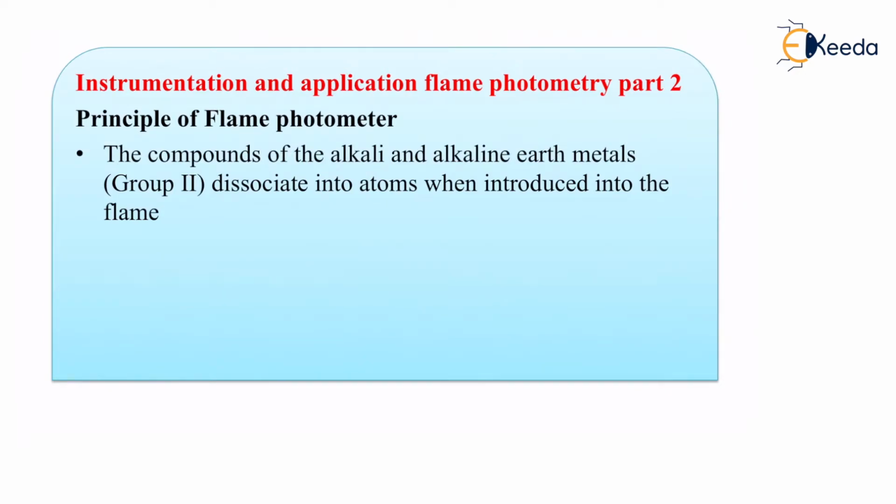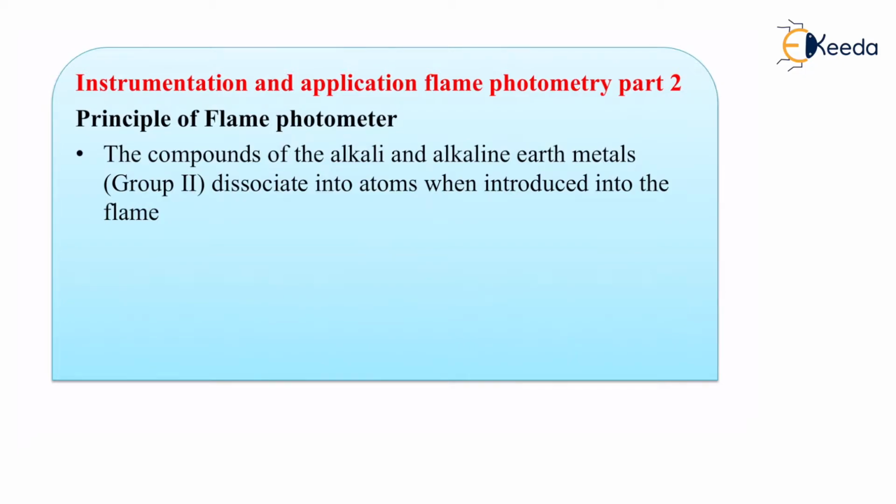The compounds of the alkali and alkaline earth metals, that is group 2, dissociate into atoms when introduced into the flame. Let us first see what alkali metals are. Alkali metals are the metals which come under group 1. Those are lithium, sodium, potassium, rubidium, cesium and francium. Alkaline earth metals are the metals which come under group 2, which are beryllium, magnesium, calcium, strontium, barium and radium.